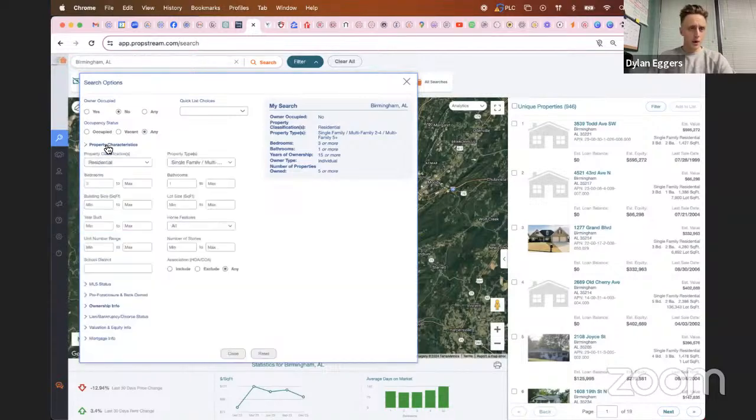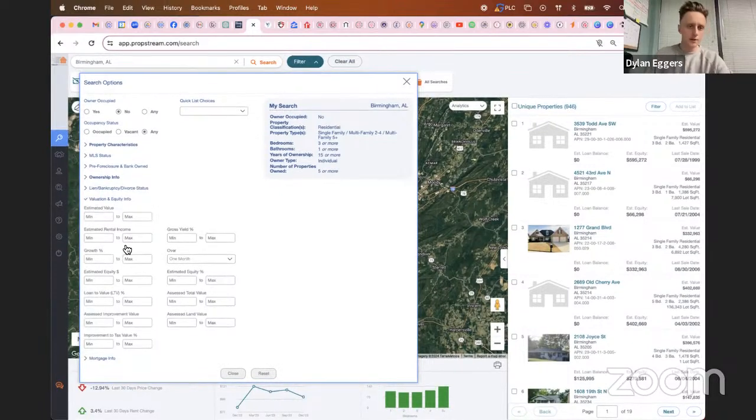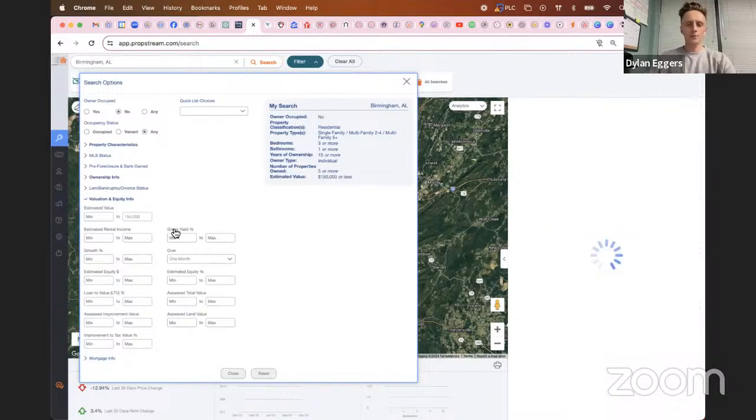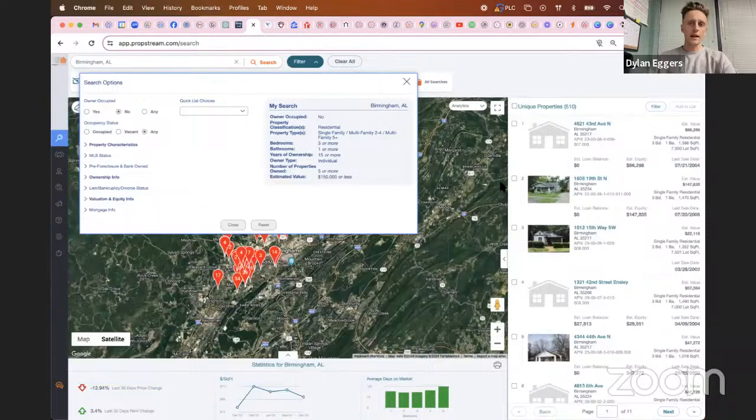Let's see, property characteristics. No, valuation and equity. I'm hunting for properties, excuse me, where the estimated value is maximum, let's say 150,000, right? PropStream is going to be off, so I'm okay with this. And I can filter this down, but just alone with these filters, right?